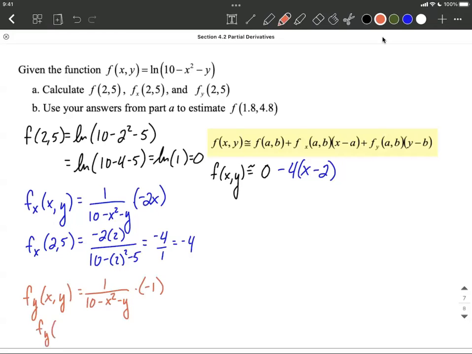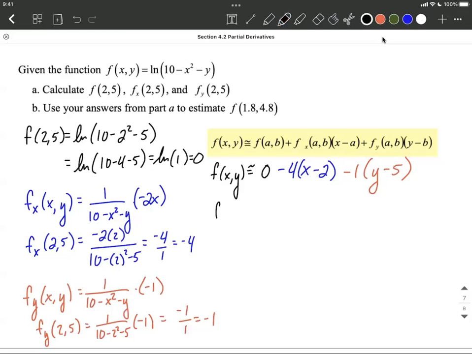Finally, we need to evaluate that at 2, 5. So 1 over 10 minus 2 squared minus 5, all times negative 1. Well, again, that entire denominator works out to be 1, just like it did up at the very first evaluation. So we get negative 1 in the numerator divided by 1 makes negative 1 overall. That's going to get filled into this partial derivative evaluated at 2, 5. And at the end, we have y minus our value for b. Well, we said 5 was our value for b.